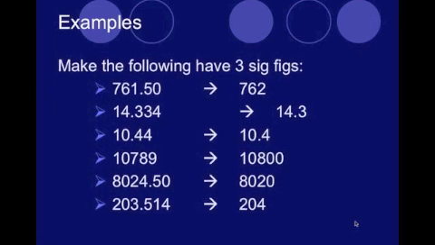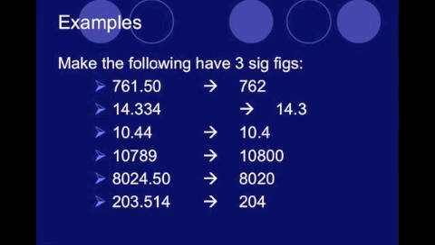An example of this, we see here, we're going to make the following have 3 significant figures. We have 1, 2, 3, 4, 5 significant figures here, but we can only have 3. So, that 5 will round that 1 up to 762. Here we have 5 again, but we can only have 3. 1, 2, 3. That 3, since it's below 5, doesn't round it up.